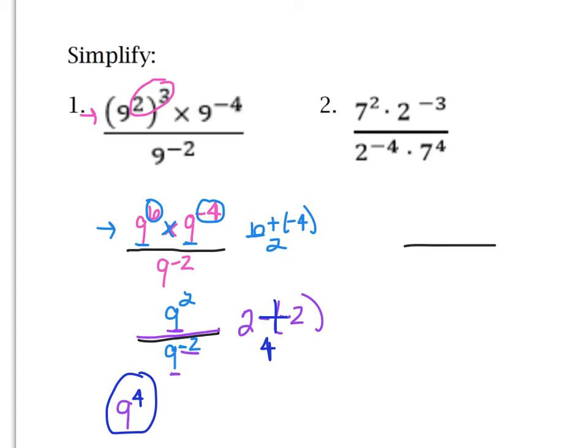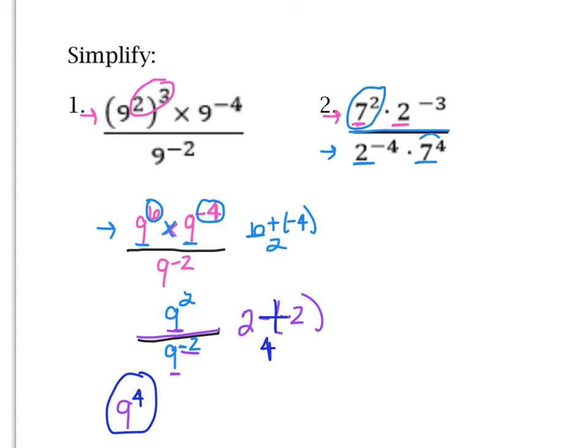Okay, next one. I see that I have different bases both in the numerator and the denominator. In the numerator, I cannot combine anything because I have two different bases. I have no like bases in the denominator either. So I can't add anything, I'm just going to go ahead and subtract.